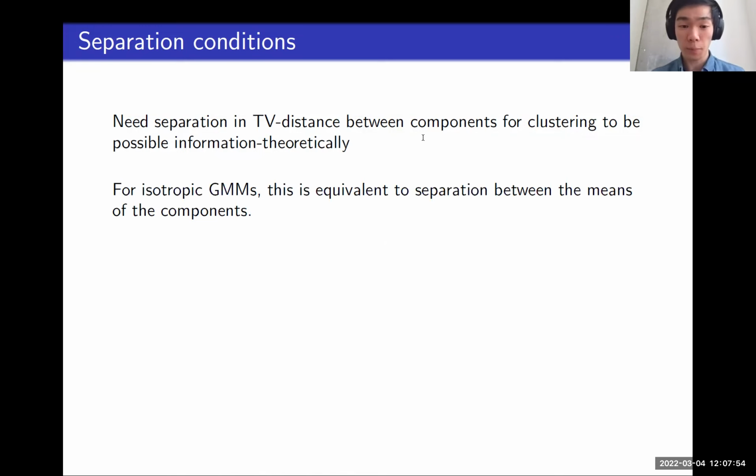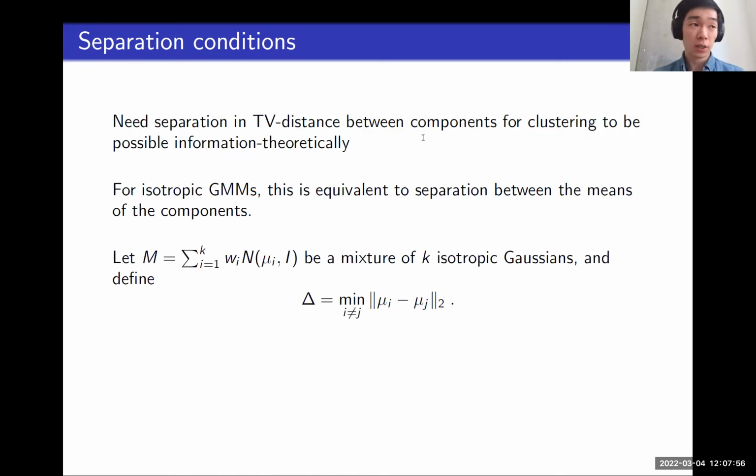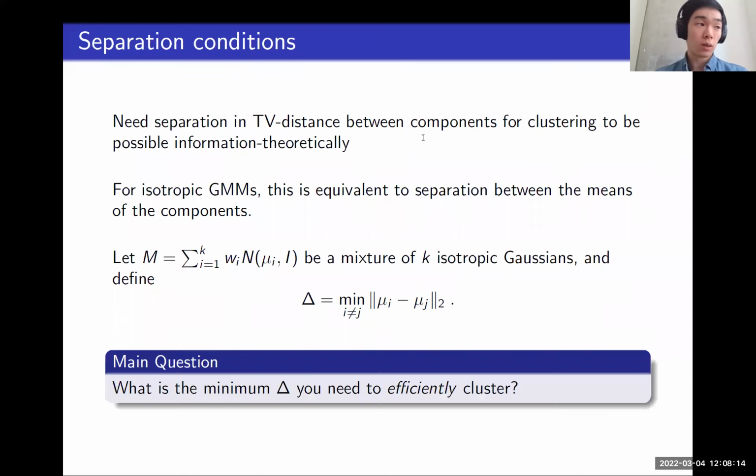For the case of identity covariance Gaussians, this is equivalent to just saying that the means of the components are separated. So formally again, we have some mixture with weights Wi and components N(mu_i, I). And so this is a mixture of k isotropic Gaussians. We define delta to be the minimum separation between the means of 2 distinct components. And so the main question that we'll focus on is, what is the minimum separation delta that you need to efficiently cluster samples? Okay, any questions so far?